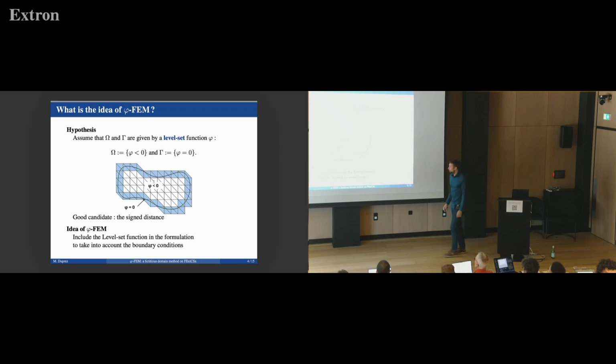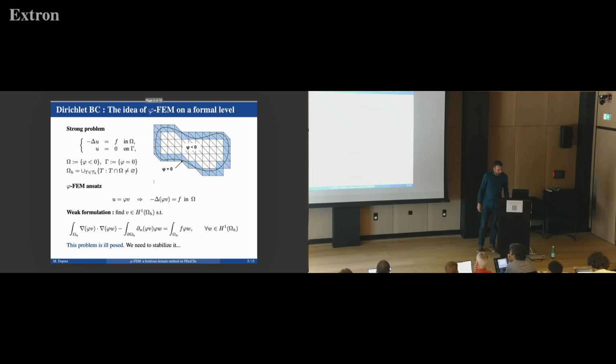Okay, so first recall what the level set function is. It's a function which is equal to 0 on the real boundary, negative inside, and positive outside. And the idea of phi-FEM is to include this level set function in the variational formulation to impose the boundary condition. And how to do that?